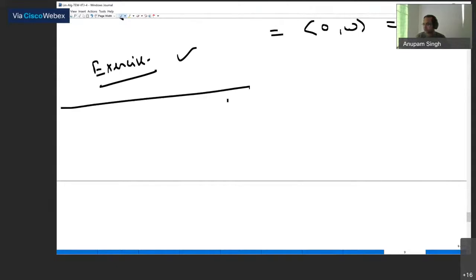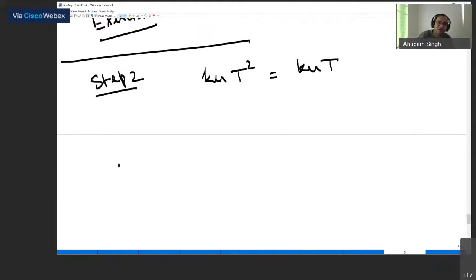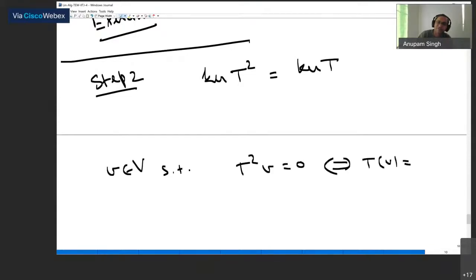So this proves basically, okay, this was step 1. I have to still prove step 2. So step 2 is the final proof. So let's say that I want to prove that kernel of T square is kernel of T. That means I want to prove that if I have vector v in V such that T square of v is 0, this would be if and only if T of v is 0. Of course, if T of v is 0, then T square of v is 0. So I need to prove in this direction. This is the question mark.